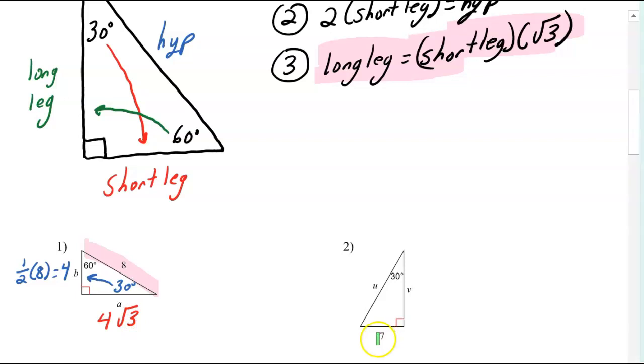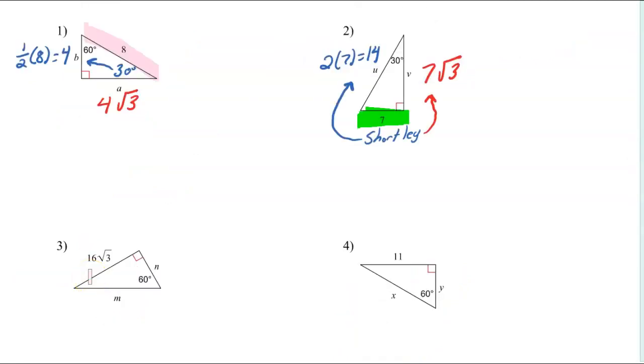In problem number 2, we are given the 7, which is the short leg. So to get the hypotenuse, we're going to double it. So 2 times 7 is 14. And to get the long leg, we're going to take the short leg and multiply by root 3. So let's take a look at problem number 3.